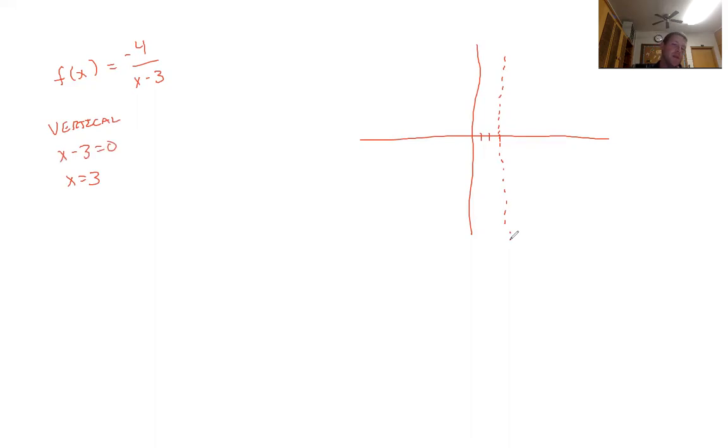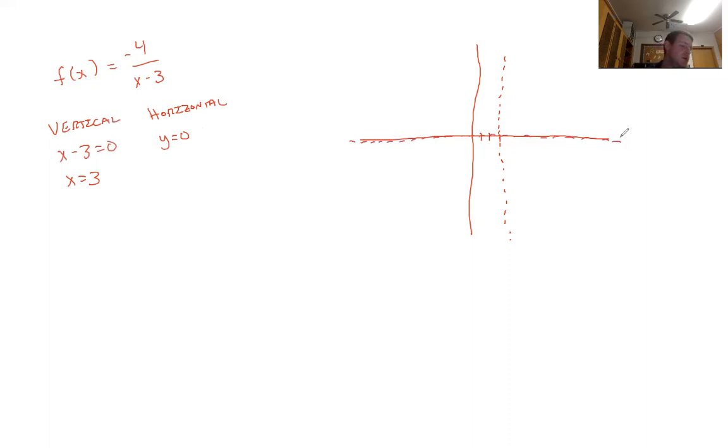Okay? The next one, horizontal. Okay, the degree is bigger where? It's bigger on the bottom. Okay, so it's because this is 1, there's nothing up here. So if it's bigger on the bottom, it's automatically y equals 0. So that asymptote just goes right down this line.